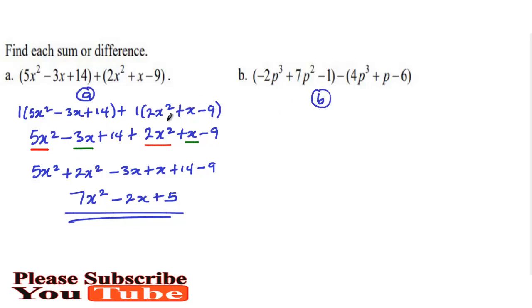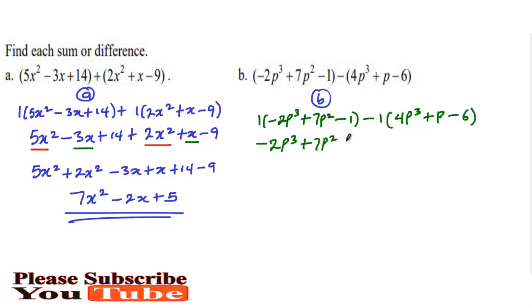Now the same thing I did for A is what I'm going to be doing for B. But you have to be very careful because of the presence of this minus on the other side. So I will still rewrite this as 1 into bracket minus 2p cubed plus 7p squared minus 1, then minus 1 into bracket 4p cubed plus p minus 6. If you use this 1 to open this bracket, we are going to have minus 2p cubed, then plus 7p squared minus 1.